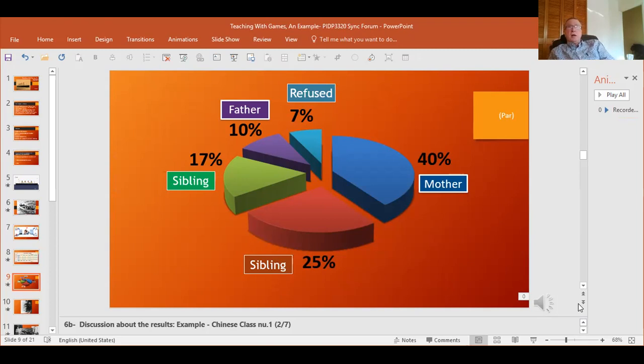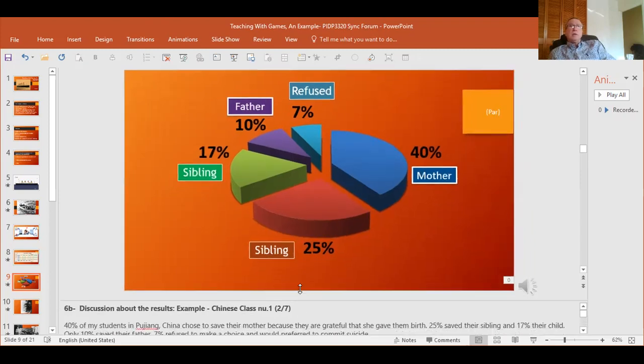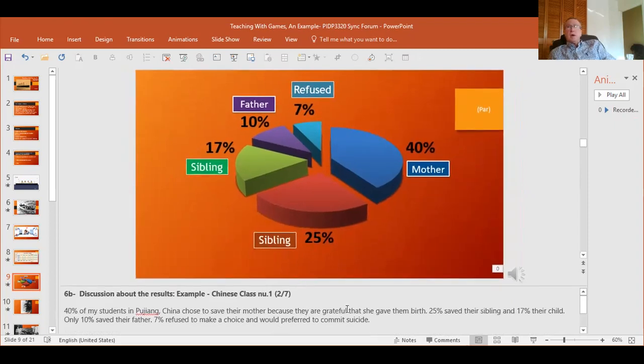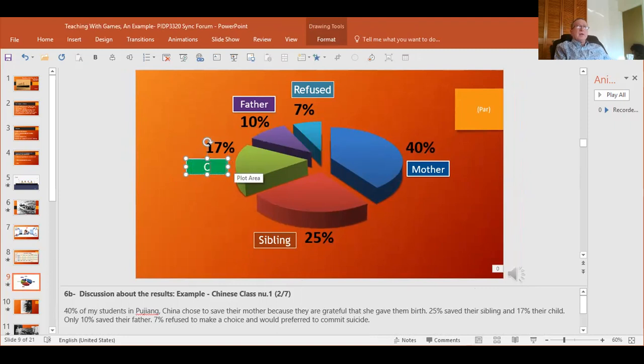So in China, in one group of about 50 students, 40% of the students chose to save their mother, 25% their sibling. Oh, this is a mistake. Sorry, I'll repeat this. This one is the child. I'm sorry, I forgot to. That's the child. I can correct that right here.